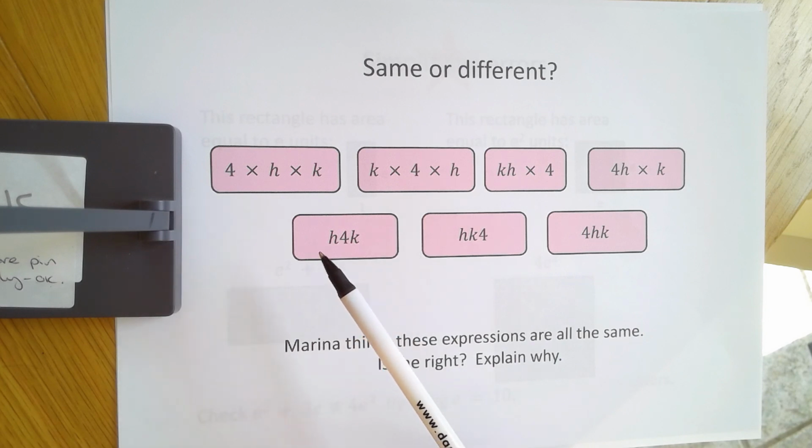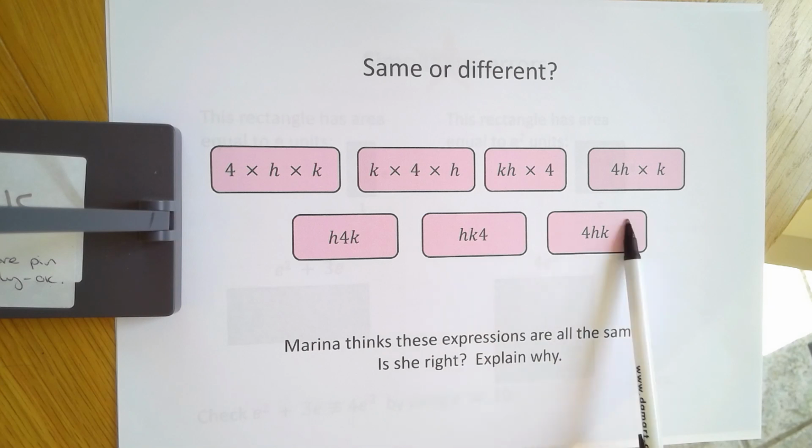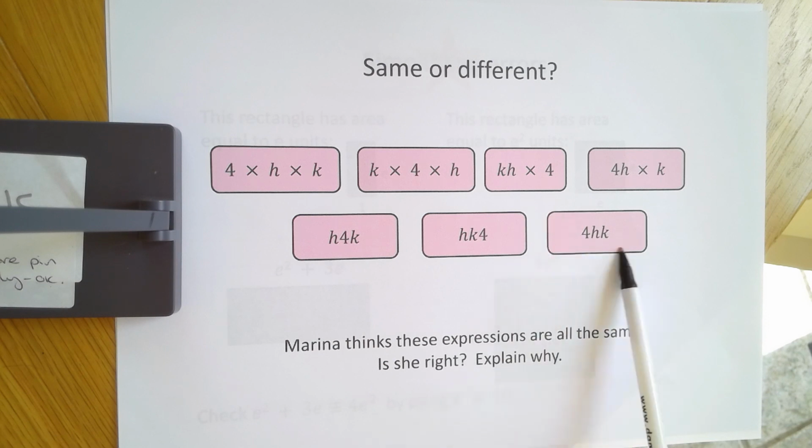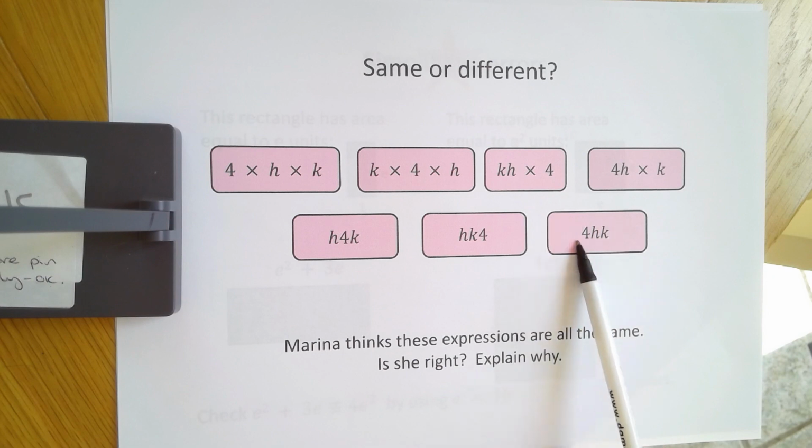When it comes to thinking about how you would actually write it in algebra, this one is the best answer there. We've got the number first, we've got the multiplication times sign missed out, and we've even got the rest of the letters in alphabetical order. So that would be what you would actually write.